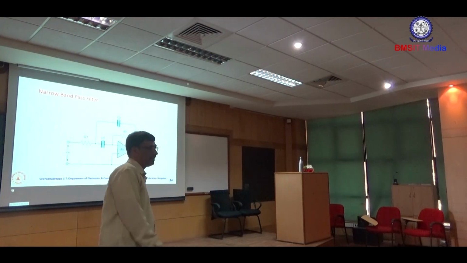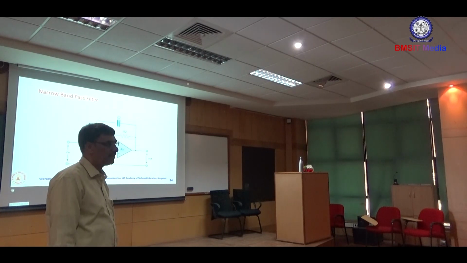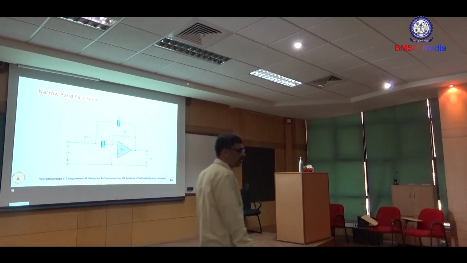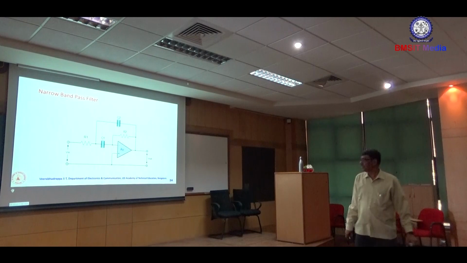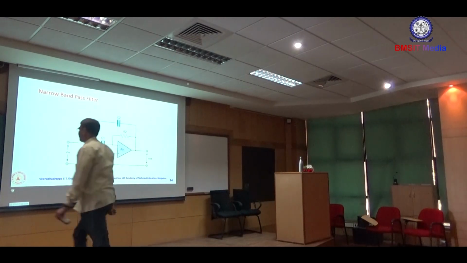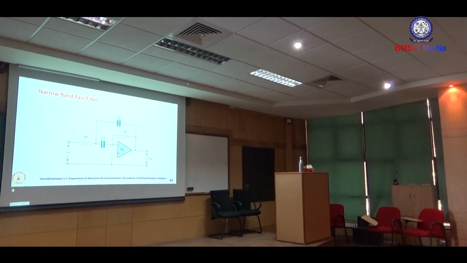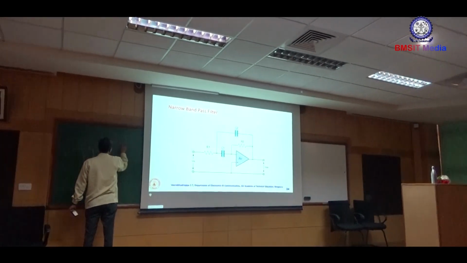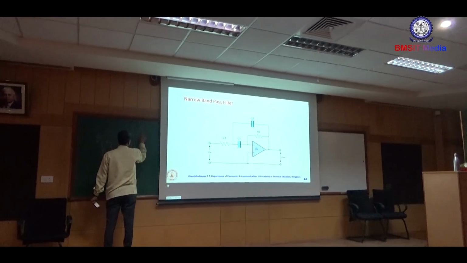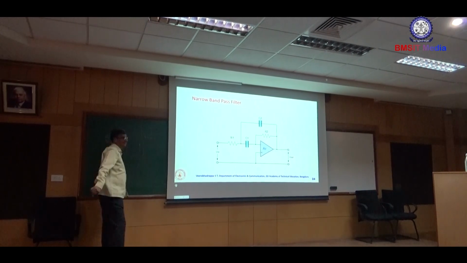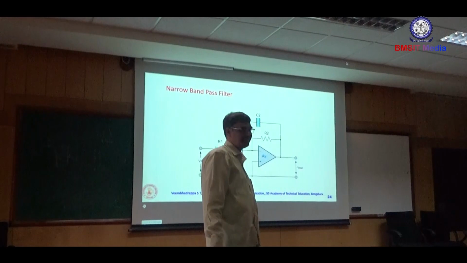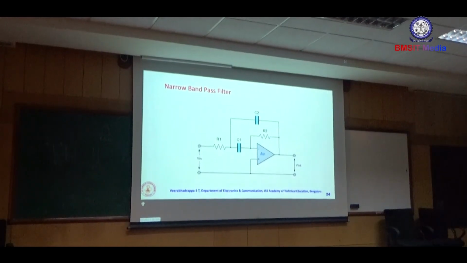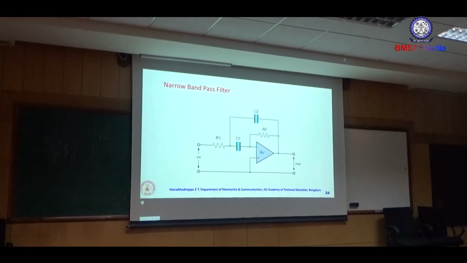Then F naught, you have to determine the center frequency. What is the F naught? Center frequency, not quality factor. Sorry, for a band pass filter, your response is like this. This is the F naught, this is FL, this is FH. What is F naught? Square root of FL times FH. What is that?